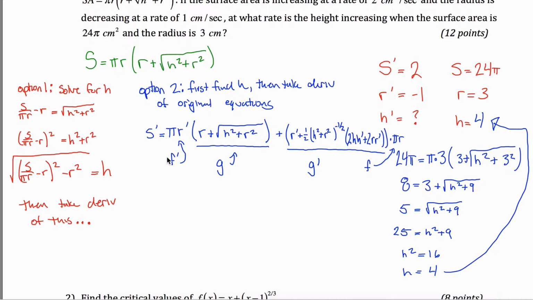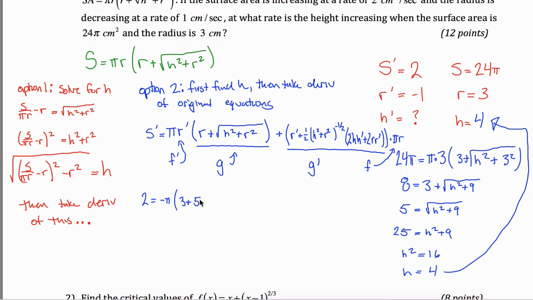Okay, a little bit overwhelming, but at this point I could start plugging in numbers if I feel like it. I got s prime is 2. So you could either solve this for h prime if you wanted, or you can plug in numbers if this looks a little bit intimidating to solve for this h prime that's over here. I got 2 equals pi times r prime, but r prime is -1, so it's 2 equals negative pi times r, which is 3, plus the square root of h squared plus r squared. Well, h squared is 16, and r squared is 9, and 16 and 9 gives me 25, and the square root of 25 is just 5.